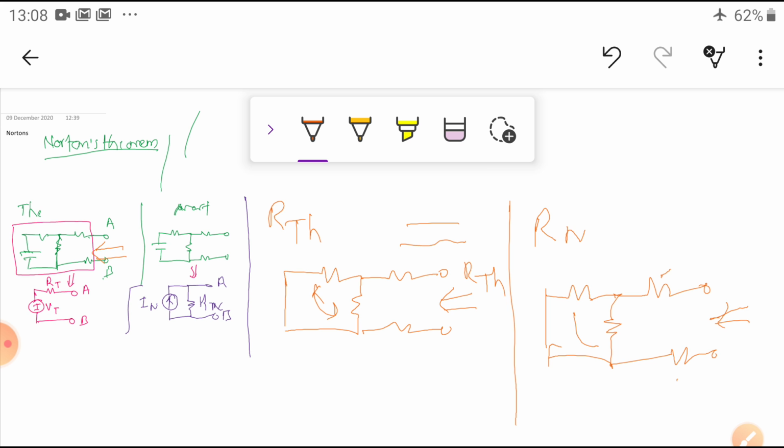Okay, if a voltage source is present, short it. If internal resistance is present, then retain it. If a current source is present, just open it. That you already know.